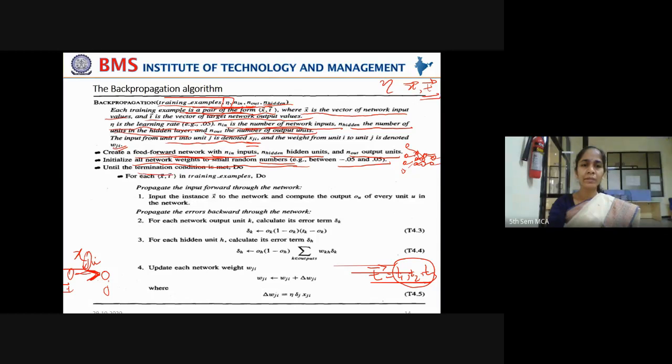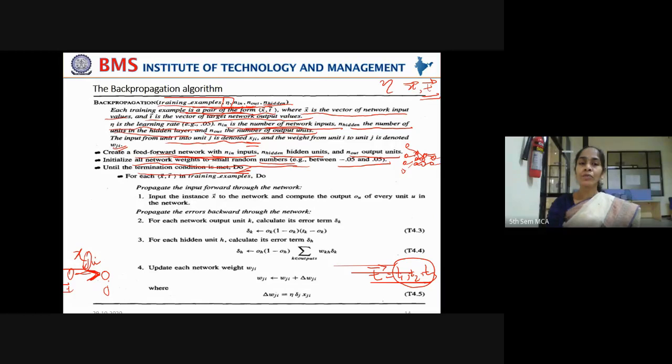Now, until the termination condition is met. What is the termination condition? There are lots of choices in choosing the termination condition also. I'll show you how you can make a choice of that, because it should not lead to overfitting or to more prediction error. You should find a termination condition which reduces your prediction error to the minimum and also does not overfit your data. So until the termination condition is met, what has to be repeated?